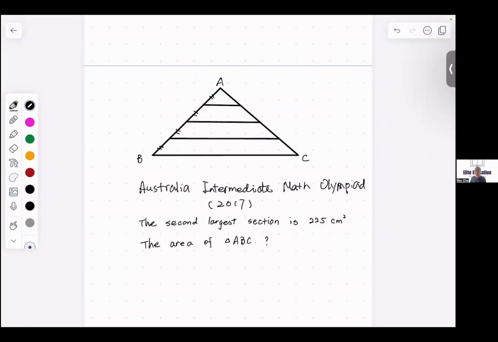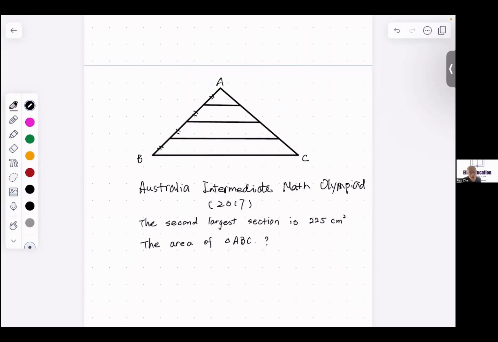This question is from the 2017 Australia Intermediate. It's one of the multiple choice questions from the Maths Olympiad, a selection question. So, it says there is a triangle like this, a triangle that could be any shape. It could be an acute triangle, a right-angled triangle, or even an obtuse triangle. They didn't specify anything about it. But it just explicitly states that it is divided into 4 perfectly equal sections.